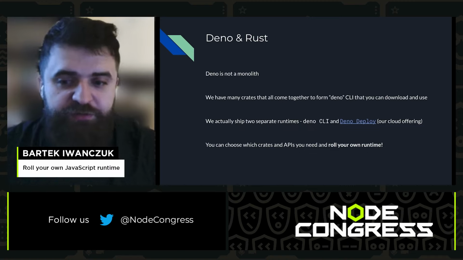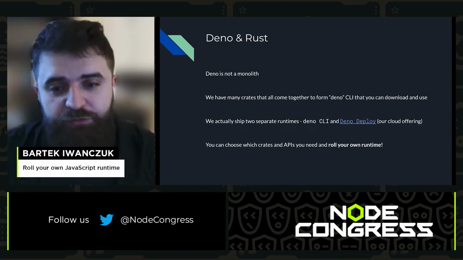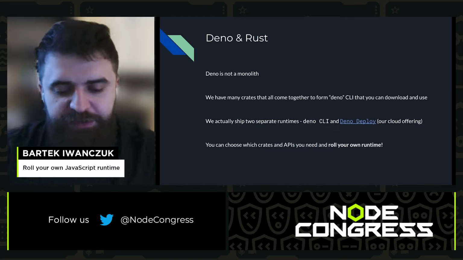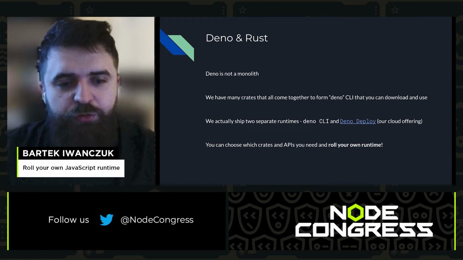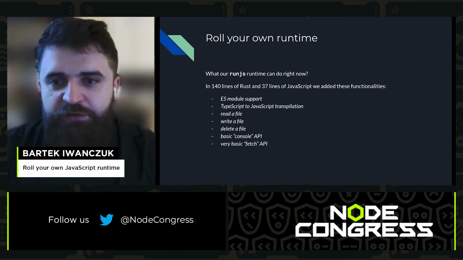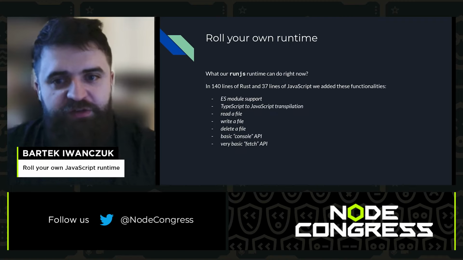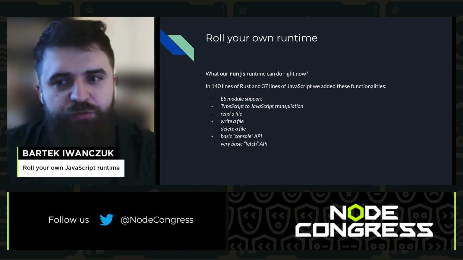So as a consequence, you as a user can choose which crates and APIs you need, and then you can mix and match them to roll your own runtime that fits your needs. So back to our Run.js example runtime. What can it do right now?